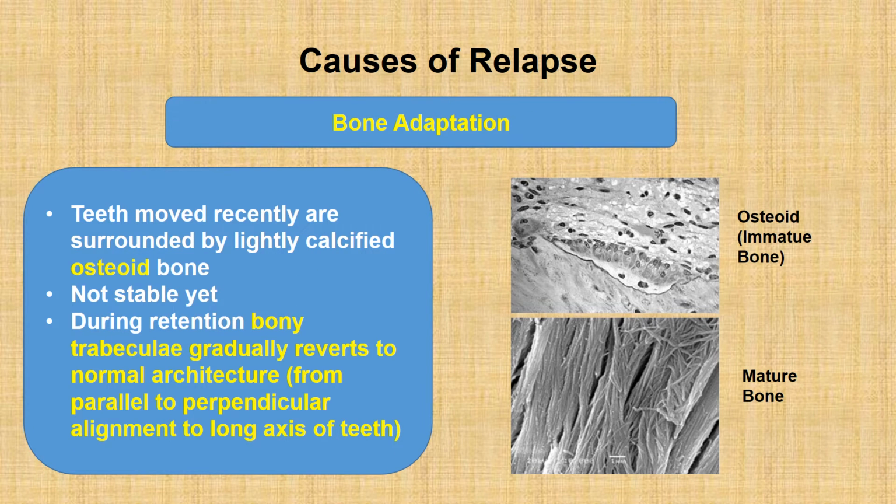Now, bone adaptation. Teeth that have recently been moved into a new position are surrounded by lightly calcified osteoid bone, which is not stable yet. During the retention period, the bony trabeculae gradually revert to a normal architecture. In the immature bone, the trabeculae run parallel to the long axis of the tooth, and gradually as they mature, the trabeculae run perpendicular to the long axis of the teeth.